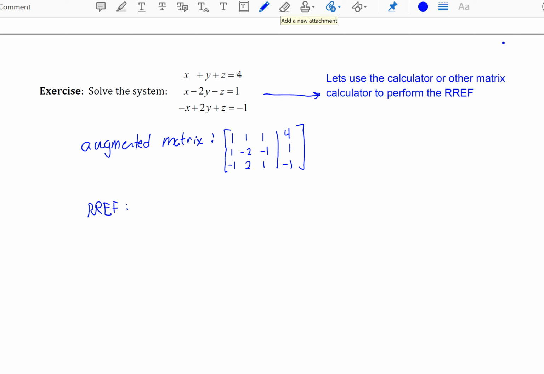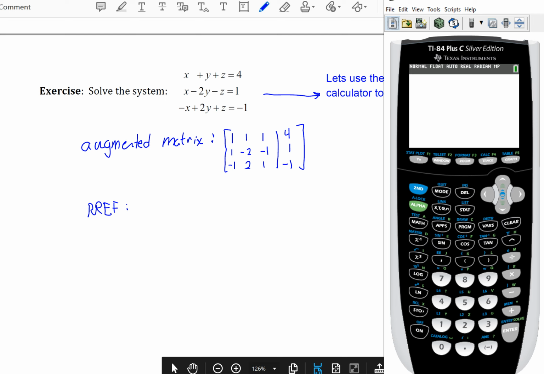So if you have a graphing calculator, grab your graphing calculator. This would be just one of the tools that you have available to you. And so I want to show you how to use the graphing calculator to perform this row reduction. If you do not have a graphing calculator, I will show you another technique next.